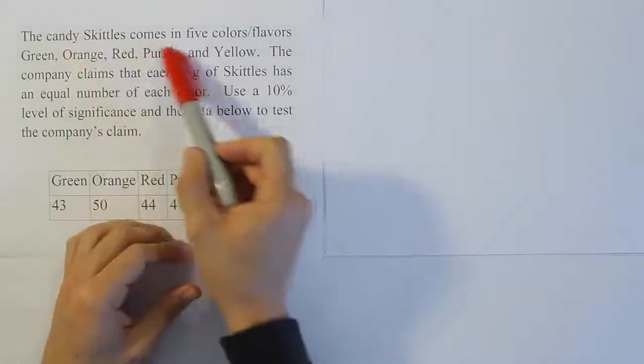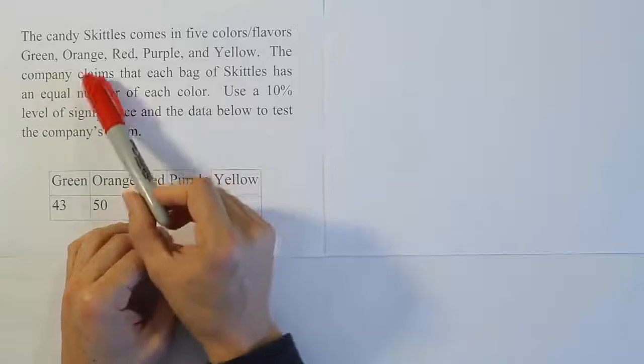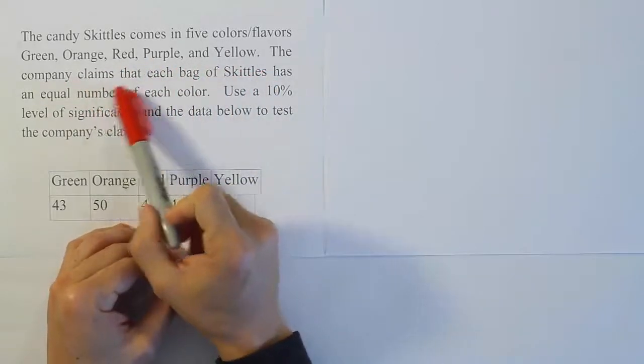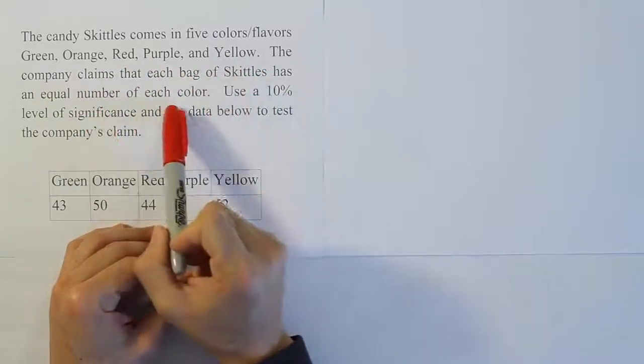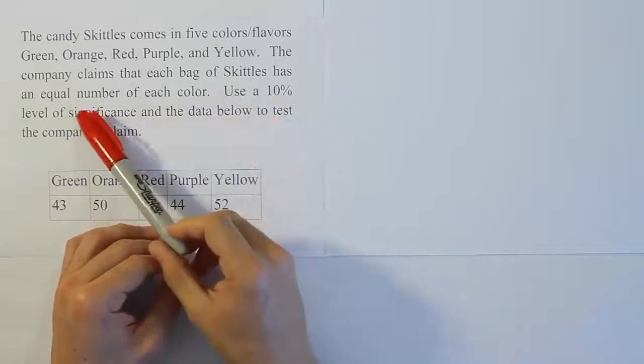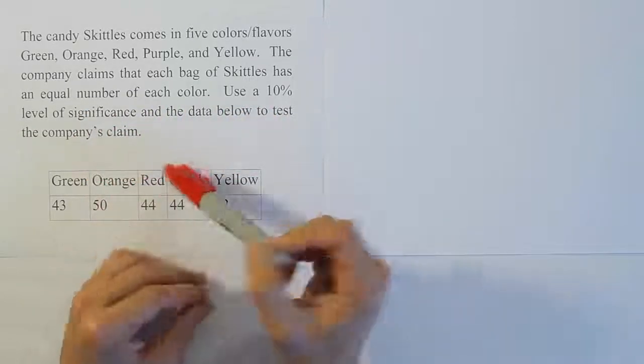The candy Skittles comes in 5 colors/flavors: green, orange, red, purple, and yellow. The company claims that each bag of Skittles has an equal number of each color. Use a 10% level of significance and the data below to test the company's claim.